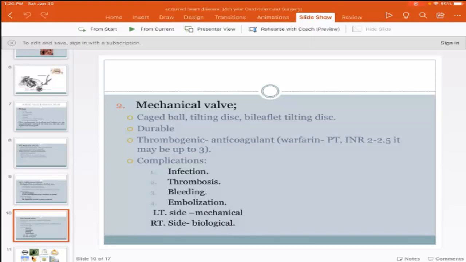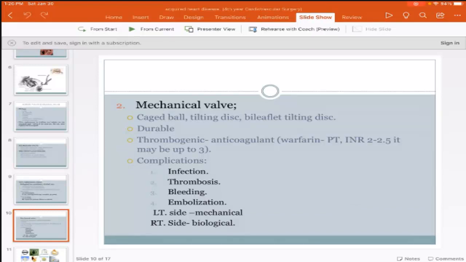But the problem here is that it is thrombogenic because of the foreign body, so it needs anticoagulant. You should keep the patient on an oral anticoagulant like warfarin, and the INR should be 2 to 2.5 of normal.